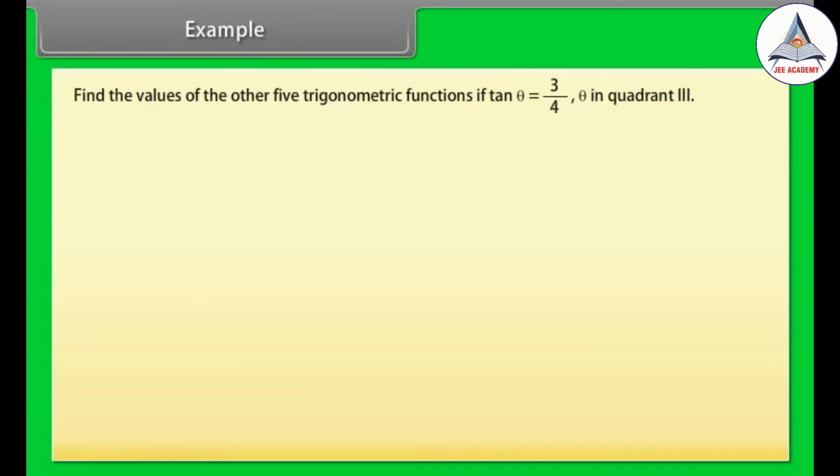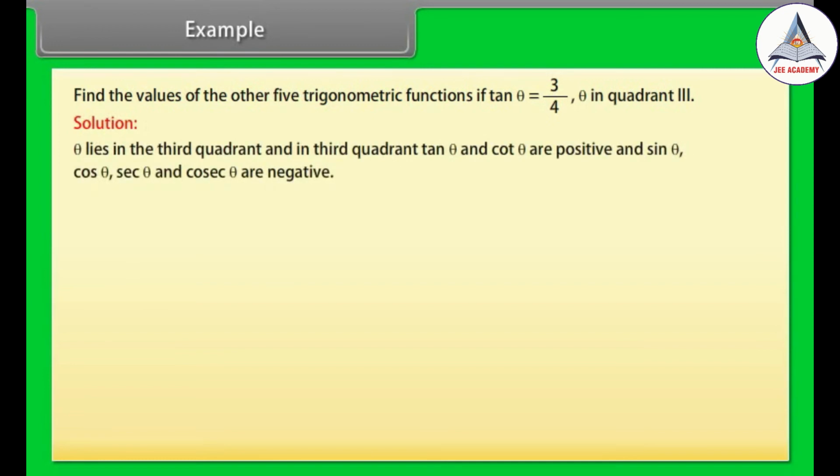Example: find the values of the other 5 trigonometric functions if tan θ = 3/4, θ in quadrant 3. Solution: θ lies in the third quadrant, and in the third quadrant, tan θ and cot θ are positive, and sin θ, cos θ, sec θ and cosec θ are negative. Tan θ = 3/4. This implies that cot θ = 1/tan θ = 4/3.